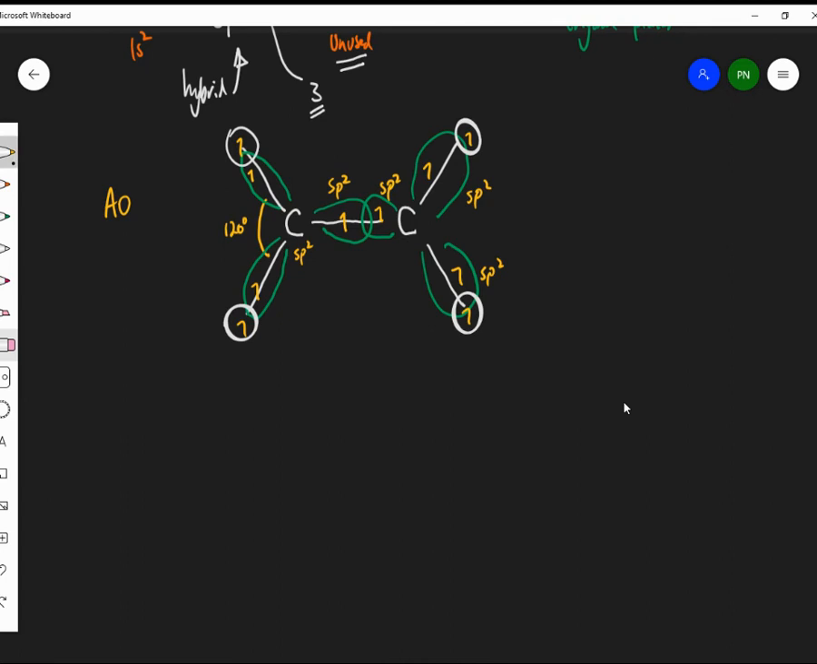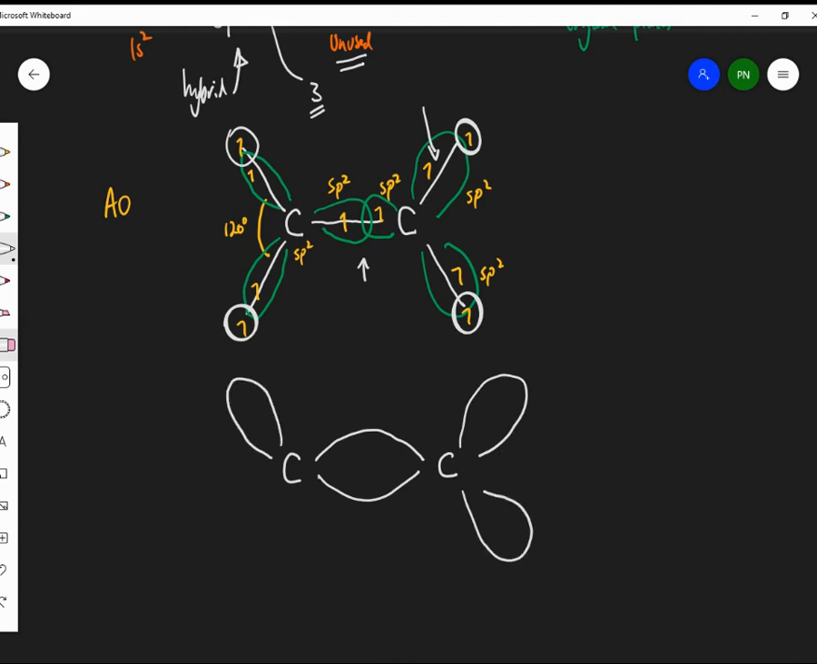Okay, so let's do this. Let's merge them. There's a C. This is going to form a nice sigma bond there. There's another C. This one is going to form a nice sigma bond up there. This one is going to form a nice sigma bond down there. This one up there, and this one down there. And how many electrons are in each of these? There's 2 electrons. 1, 2, 1, 2, 1, 2, 1, 2, 1, 2.